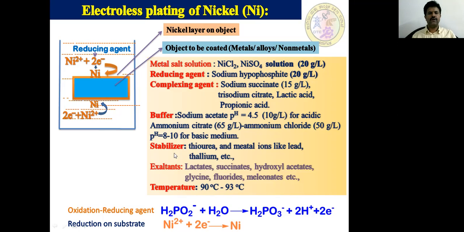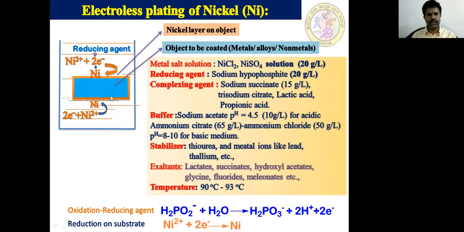And stabilizer to minimize some decomposition reactions that may occur during the process. To minimize that, suitable stabilizers are thiourea, metal ions like lead, thallium, etc. And accelerators or exaltants, suitable accelerators are lactates, succinates, hydroxyl acetates, glycine, fluorides, malonates, etc. And the suitable operating temperature for electroless plating of nickel is 90 degrees to 93 degrees Celsius.